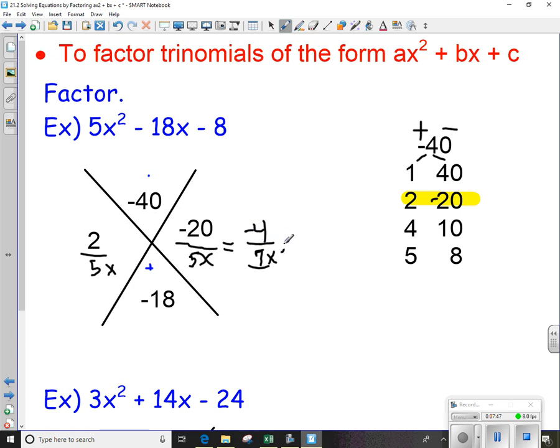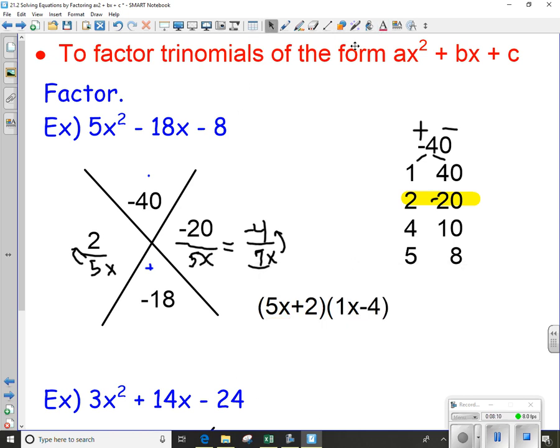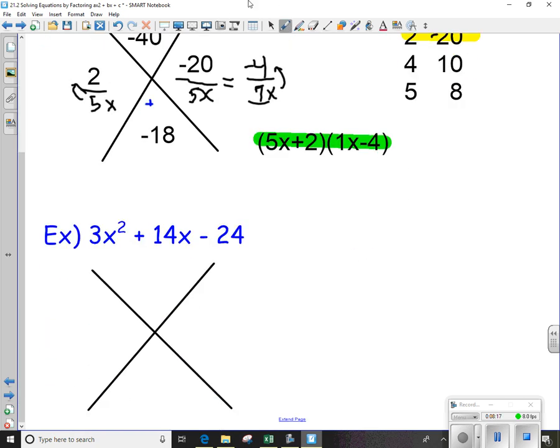And then again, read your answer from the bottom up. So my answer to this one should have been, let me type it up so you guys can see it better instead of me trying to write with the mouse. Here in this case, my answer should have been 5x plus 2 and 1x minus 4, or just x minus 4 would be perfectly fine. Again, order of the problem doesn't matter, but there is my answer to this one. Okay. Try the next one, and hopefully you tried it already.